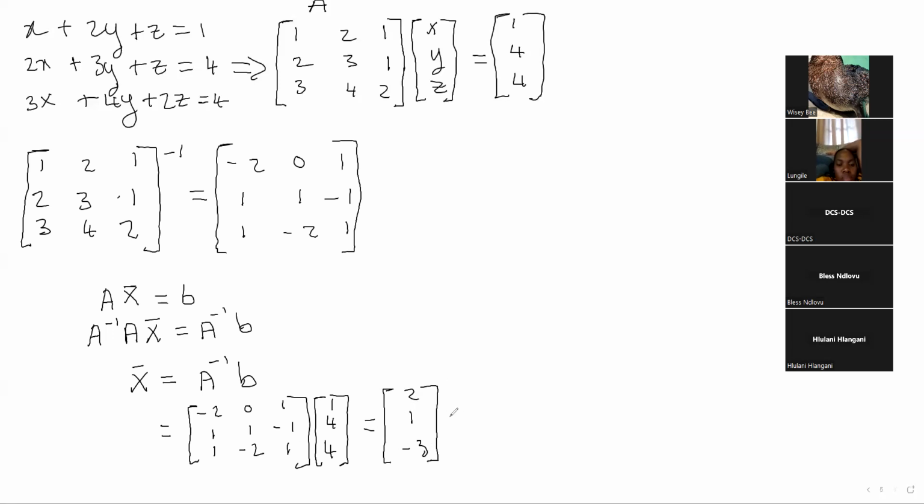Because remember, this X vector is the same as X, Y, Z. So this means that x is equal to 2, y is equal to 4, and z is equal to minus 3. So this is how you can find x, y, z. You don't have to do row operations if they have given you the inverse of the coefficient matrix. You can just do it like this and you find the answer.